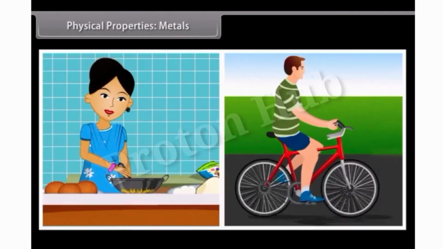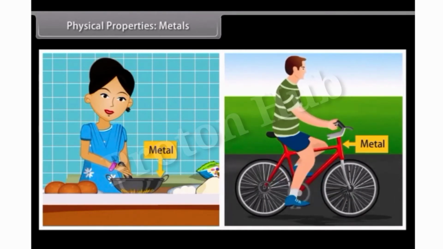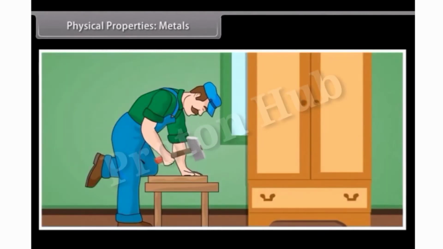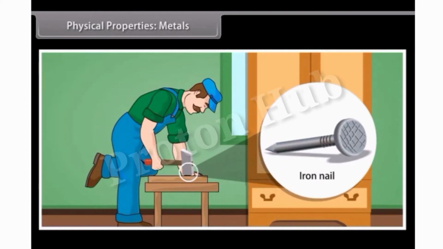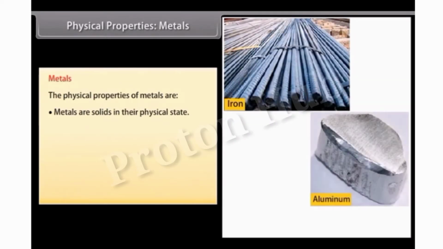Physical properties. Metals. You come across a lot of metals and nonmetals in your day-to-day life. For example, the hammer that you use to fix nails is a metal. The nail made of iron is also a metal. Let us look at the physical properties of metals. The physical properties of metals are: physical state. Metals are solid at room temperature. For example, iron, aluminium. Only mercury is a liquid metal.